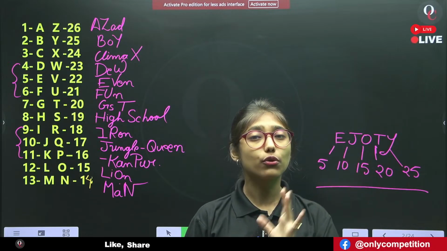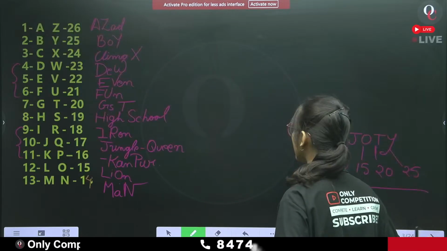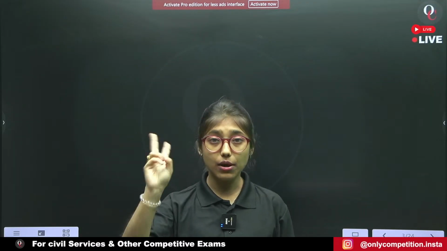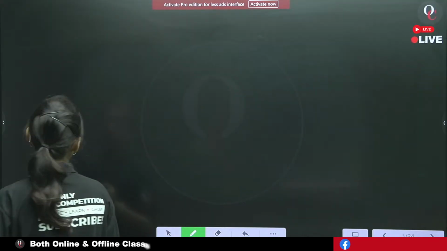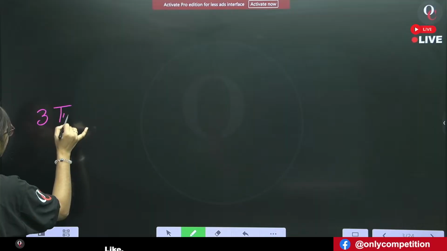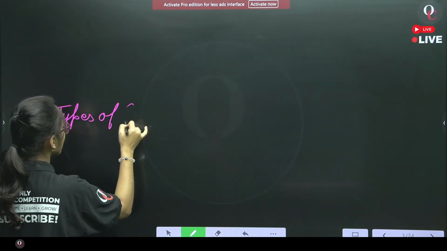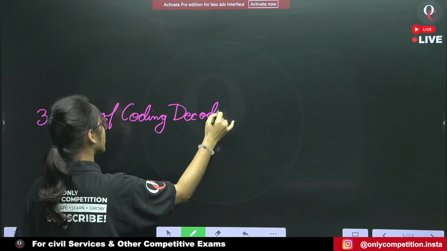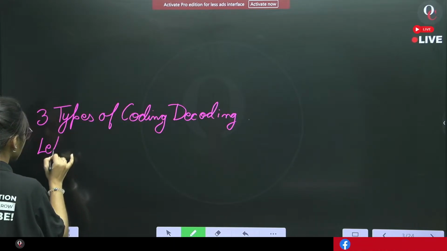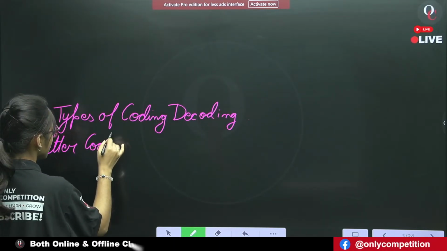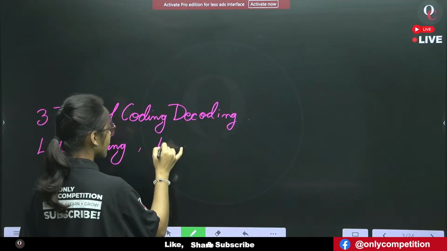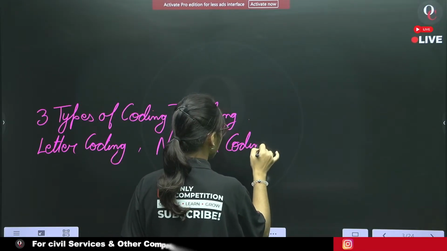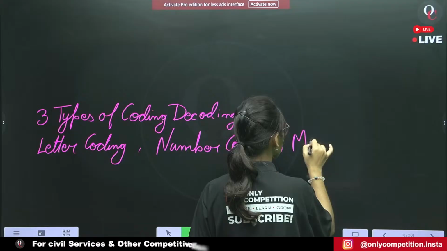Now these position values and opposites are both equally important for us because today we are going to learn coding decoding. There are many types of coding decoding, mainly letter coding, number coding and mixed coding. So write down: there are three types of coding decoding. That is letter coding, number coding, and third is mixed coding.